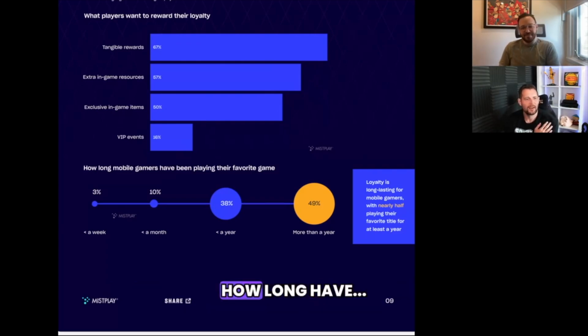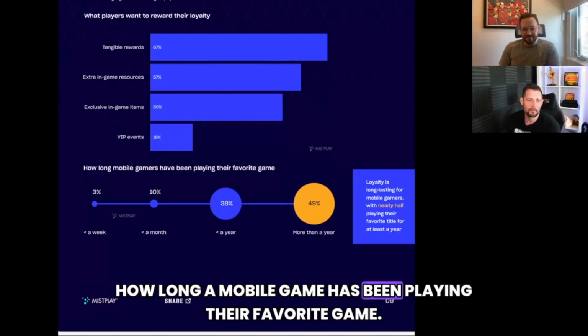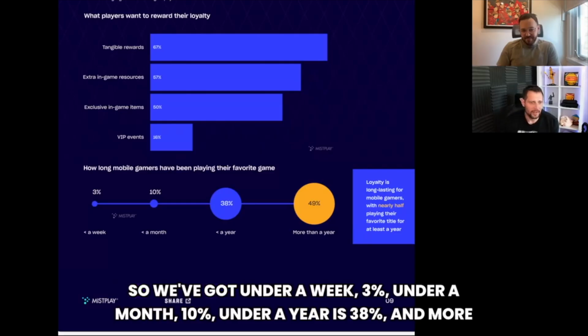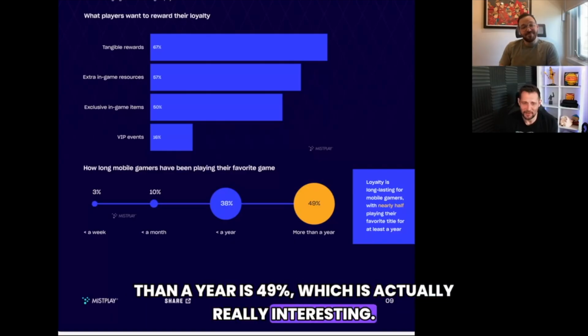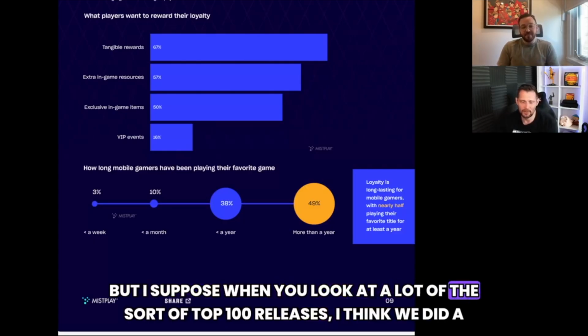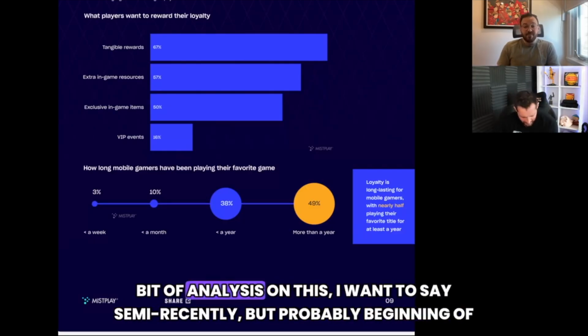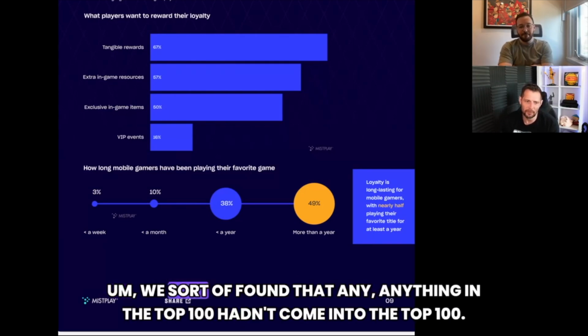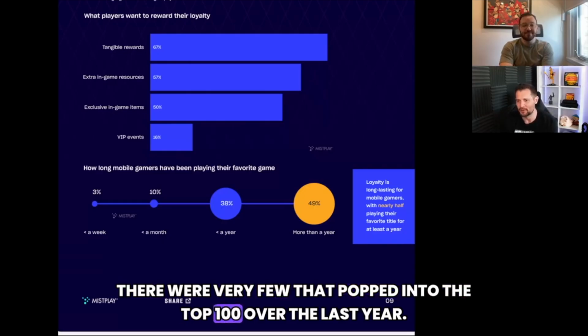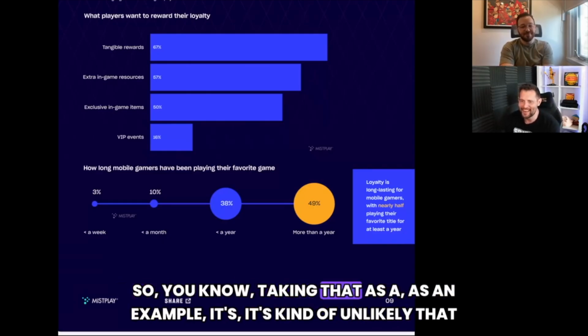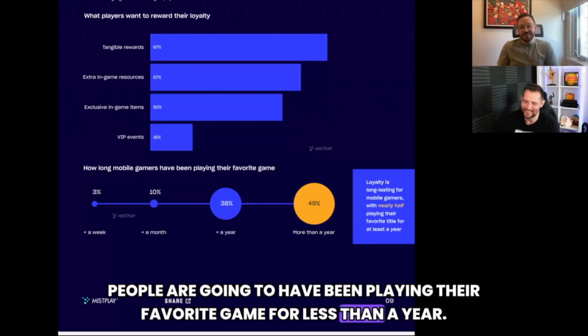Yeah. This one's actually really interesting. How long have mobile gamers been playing their favorite game? So we've got under a week 3%, under a month 10%, under a year 38%, and more than a year 49%, which is really interesting. But I suppose when you look at a lot of the top 100 releases, I think we did a bit of analysis on this, probably at the beginning of the year, we found that very few games popped into the top 100 over the last year. Yep. So taking that as an example, it's unlikely that people have been playing their favorite game for less than a year.